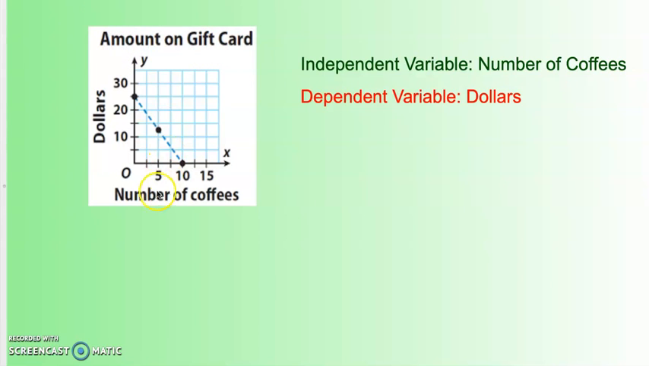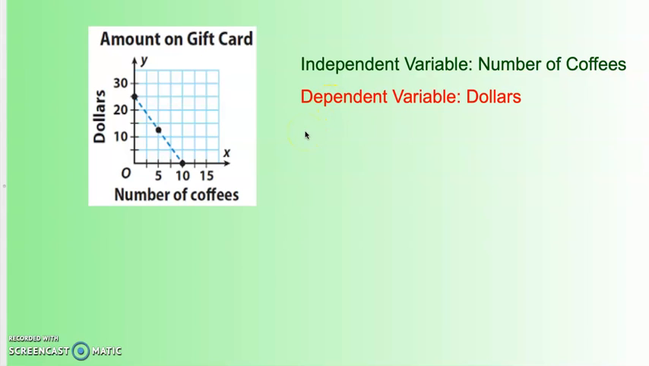card, okay? But it's showing that this is the dollar amount. We start off with, it looks like $25 on our gift card. And as we purchase more and more coffee, then our dollar amount on our gift card is going down. It's decreasing.